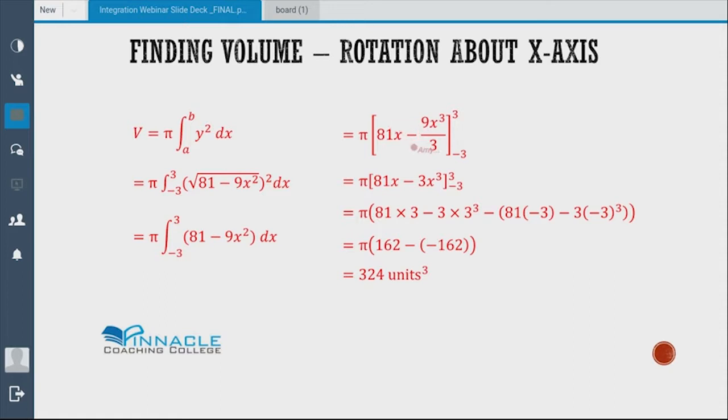So you get this thing, 81x minus 9x cubed on 3, simplifying that, and then just subbing in the numbers, and then putting in the minus 3 as well.